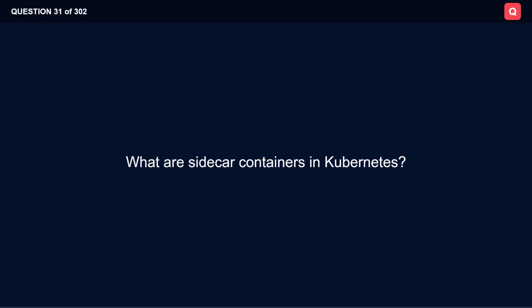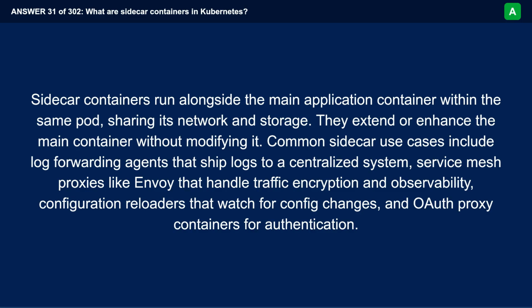What are sidecar containers in Kubernetes? Sidecar containers run alongside the main application container within the same pod, sharing its network and storage. They extend or enhance the main container without modifying it. Common sidecar use cases include log forwarding agents that ship logs to a centralized system, service mesh proxies like Envoy that handle traffic encryption and observability, configuration reloaders that watch for config changes, and OAuth proxy containers for authentication.